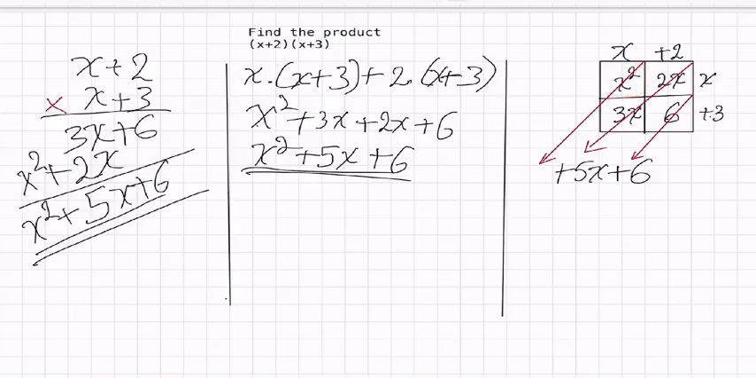then x squared. Then our answer is x squared plus 5x plus 6. We can use any method we want, but the answer is the same.